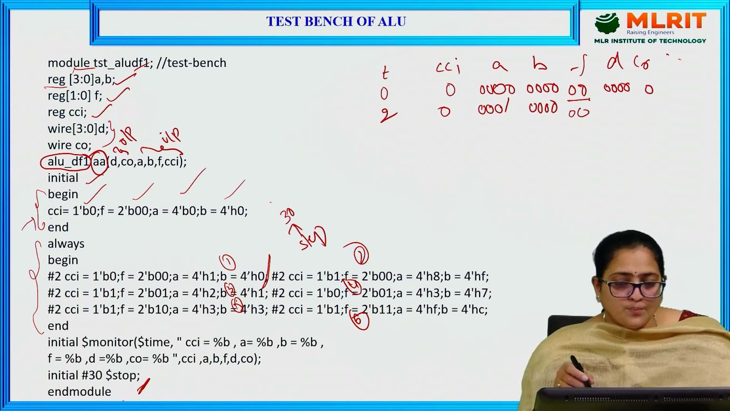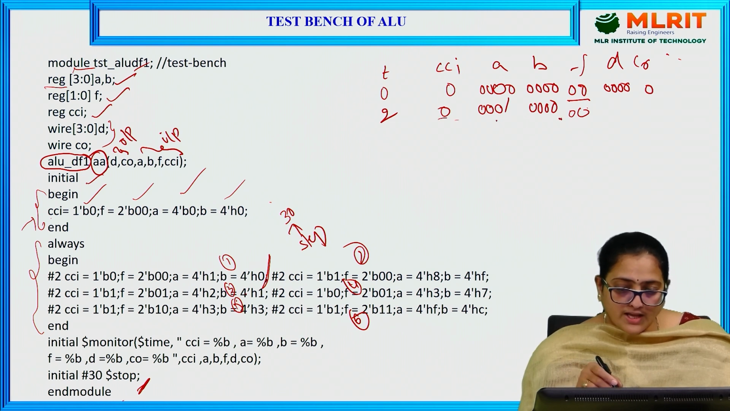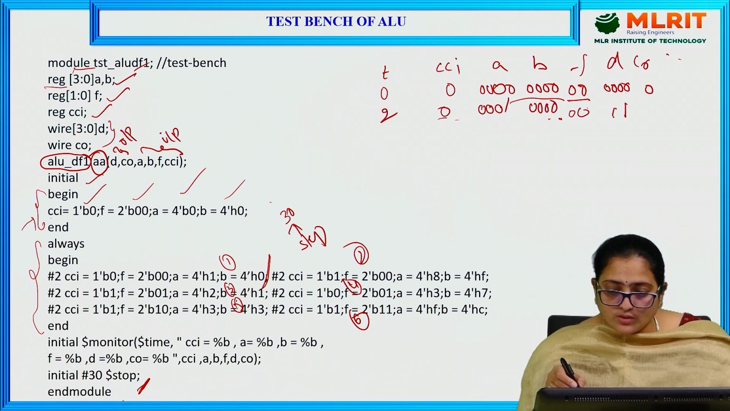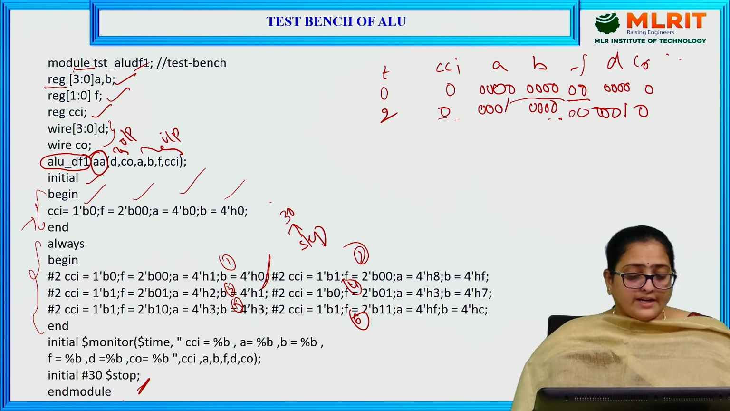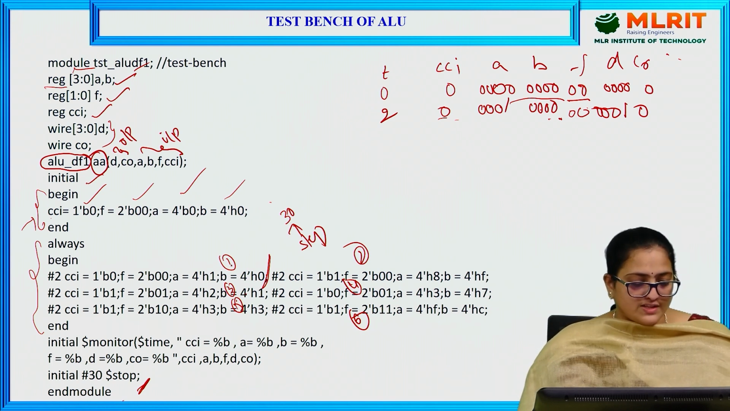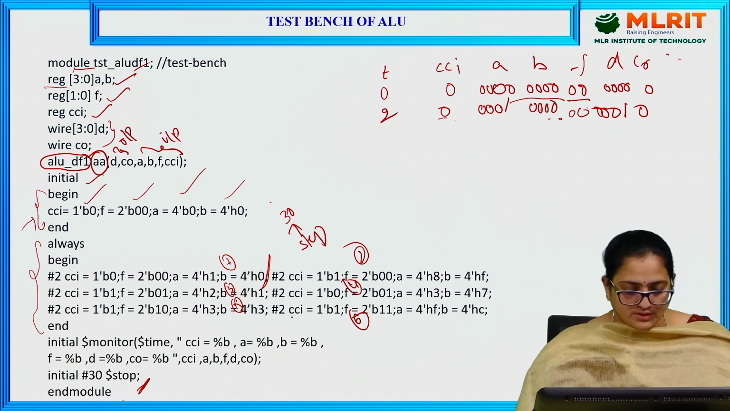Here also the F value is 00, so it performs the addition between A and B: 1 plus 0 is 1, 0 plus 0 is 0, and 0 plus 0 is 0. And you don't have a carry, so the carry out will be 0. And every 2 time intervals, it changes with the iterations which have been given. This is the first iteration, second, third, fourth, fifth, sixth.